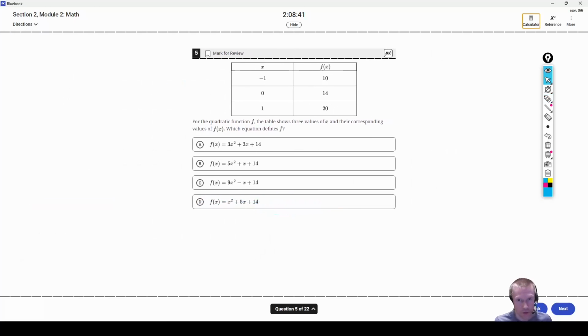Now, how could you do this if you didn't want to do it in Desmos or didn't know how to do it in Desmos? The easiest way is to just pick one of these points, plug in the value, and see which thing corresponds to it. Now, the problem is if you plug in 0, they all equal 14, so that doesn't really help you. If you plug in 1, there are multiple ones that equal 20. D equals 20, B equals 20 as well, and A equals 20. So that doesn't help you.